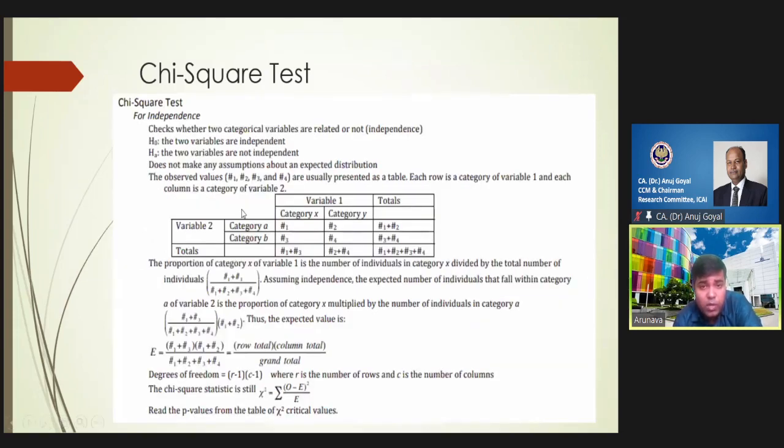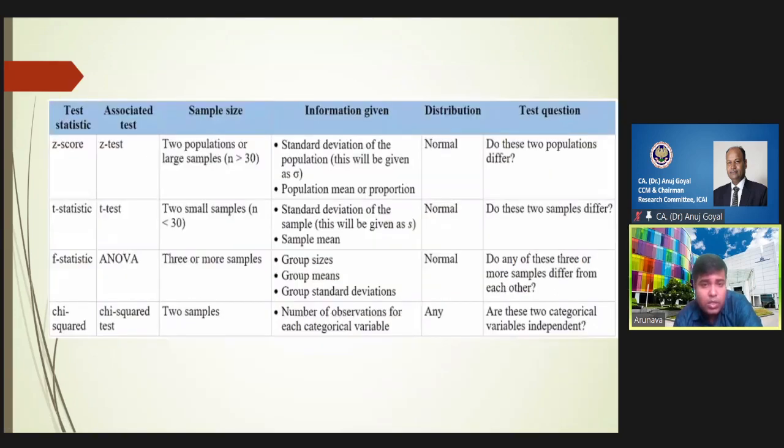And for independence, we have already discussed that we are trying to see whether these two categorical variables are related or not, whether they are independent or not independent. And from here also we can calculate the same.